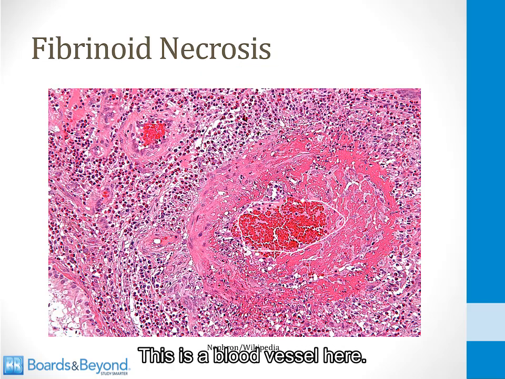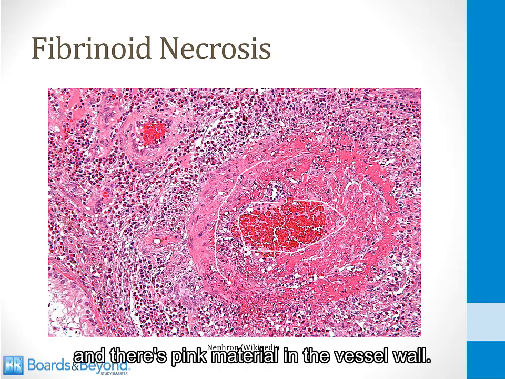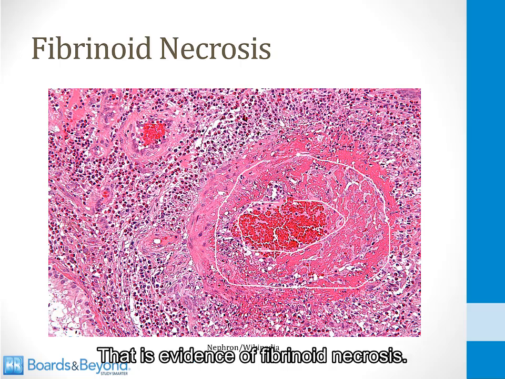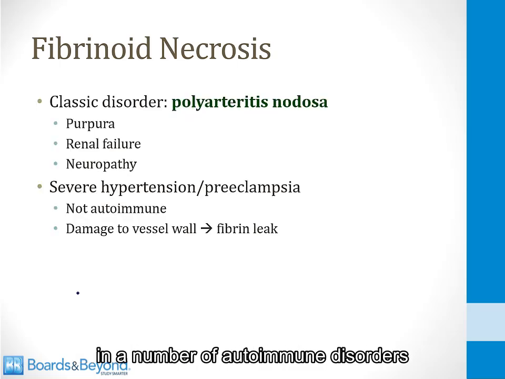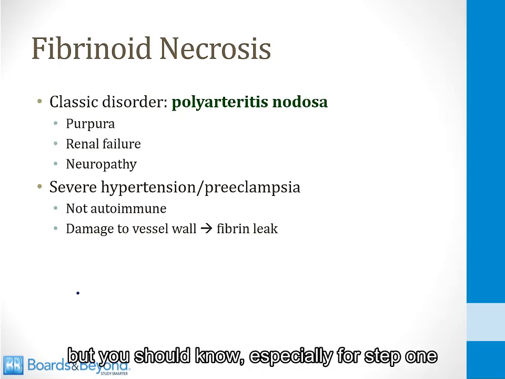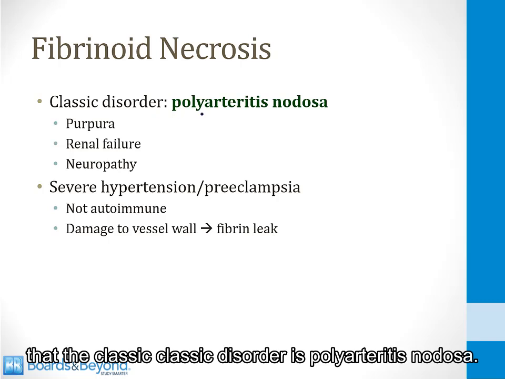And here's an example of what this looks like under the microscope. This is a blood vessel here. You can see the red blood cells, and there's pink material in the vessel wall. That is evidence of fibrinoid necrosis. You can see fibrinoid necrosis in a number of autoimmune disorders, but you should know, especially for step 1, that the classic disorder is polyarteritis nodosa.